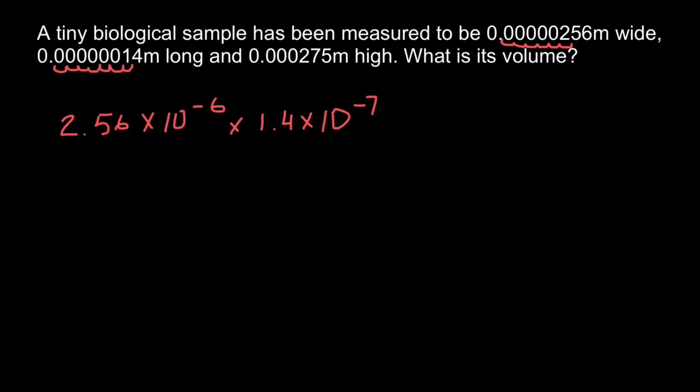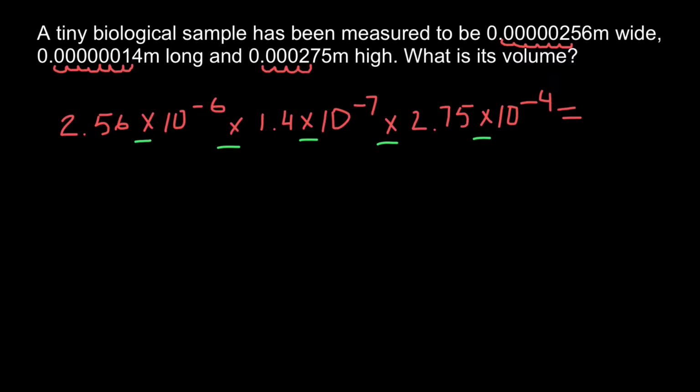Now let's convert to scientific notation the last number. So 1, 2, 3, 4 places to the right, so 2.75 times 10 to negative 4. So as you see, here we have only multiplication sign.